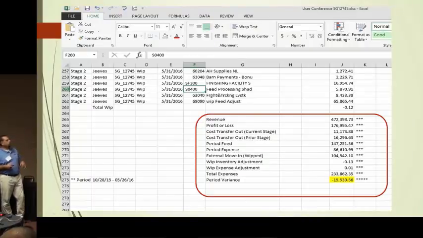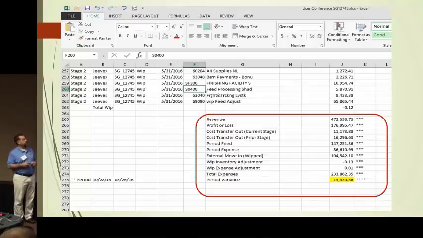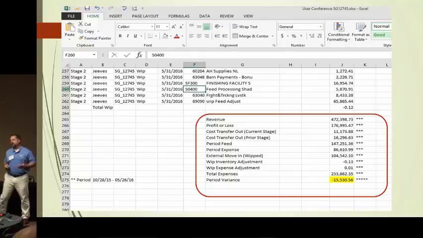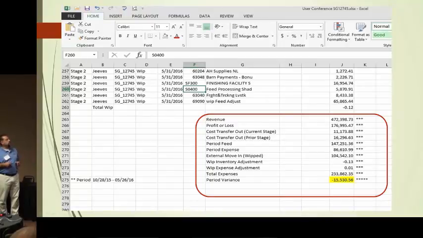So the resulting report is an export into Excel of the data for the WIP transactions, and it gives you a summary here at the bottom of all your revenue and all of your costs. And it gives you a period variance of 15,530. So this is saying that we closed out this group of animals and we still had a variance of $15,000. It could be related to this number here, the profit and loss.